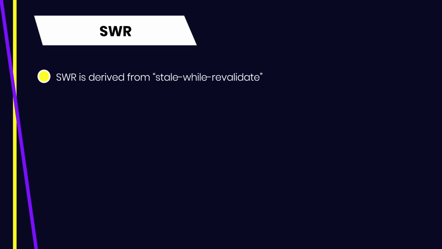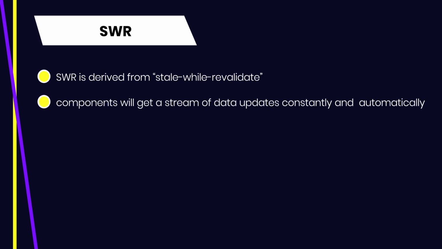This is what we call stale. Then we send the fetch request. This is what we call revalidate. And finally, come with the up-to-date data. With SWR, component will get a stream of data updates consistently and automatically.